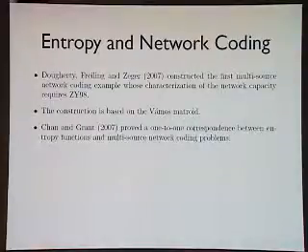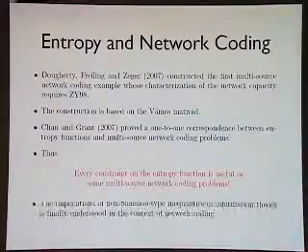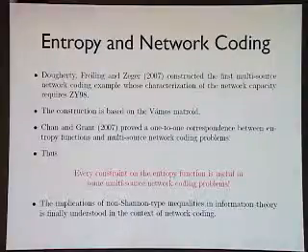Now, the construction is based on the polymatroid. And in 2007, around the same time, Chen and Yeung proved a one-to-one correspondence between entropy functions and multi-source network coding problems, which means that every entropy function actually corresponds to some multi-source network coding problem. So from this result, we know that every constraint on the entropy function is useful in some multi-source network coding problems. So all these non-Shannon-type inequalities, whether they are already discovered or yet to be discovered, are useful in some information theory problems. So finally, the implications of non-Shannon-type inequalities in information theory is understood in the context of network coding.